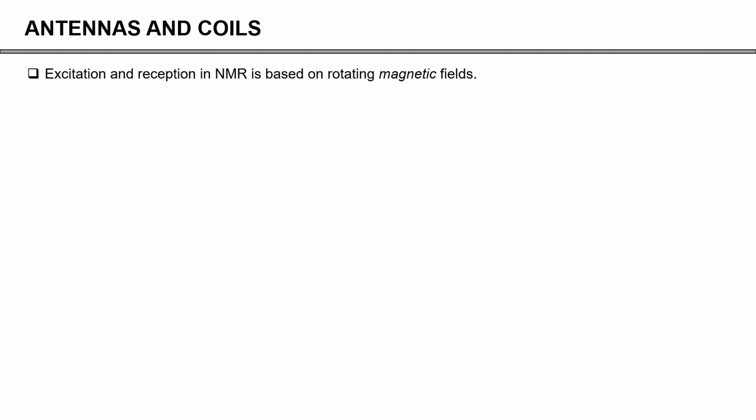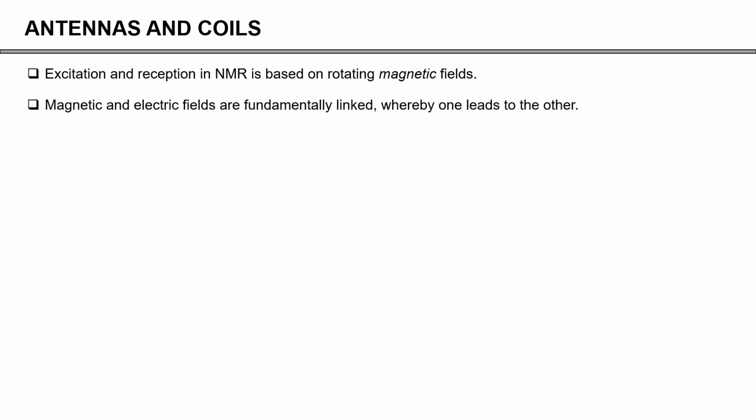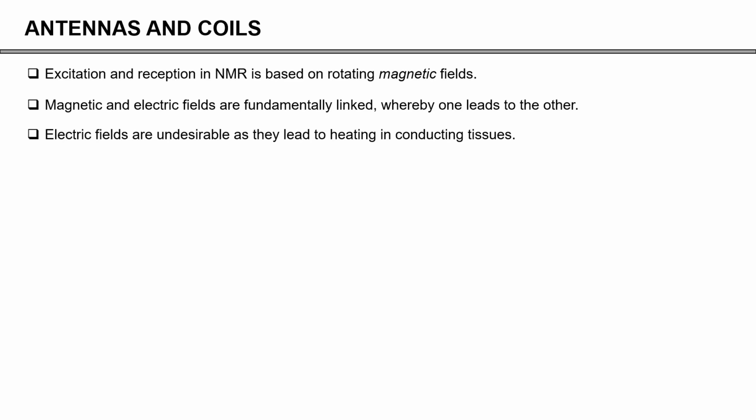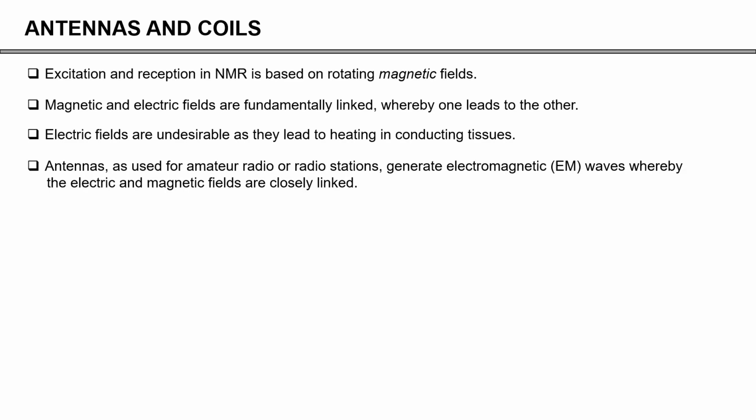So we already know that excitation and reception of NMR is based on rotating magnetic fields. And magnetic fields and electric fields are fundamentally linked. In the far field regime, which we'll come to, one will automatically lead to the other, and they're really fundamentally linked. Electrical fields are undesirable as they lead to heating in conductive tissues.